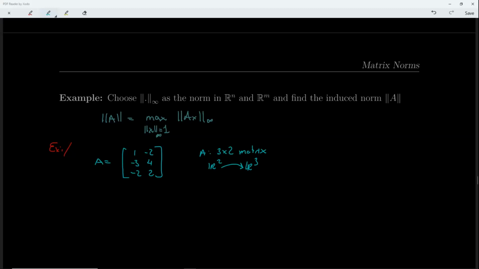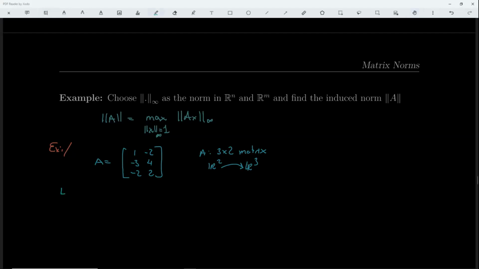So what I would like to do is that how should we choose this x vector? We are looking for, among all the x vectors with norm equal to 1, the one that maximizes Ax, with the infinity norm. I want to show you what our general approach should be. For that, let's have a look at the first row of A.